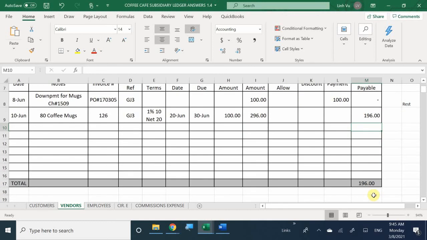So again, here I got two different transactions going on. I got one prepaid account, and then I have here using the prepaid account in this original invoice to get to my end result of my accounts payable to be 196. So that's how I utilize the subsidiary ledger. Any questions?